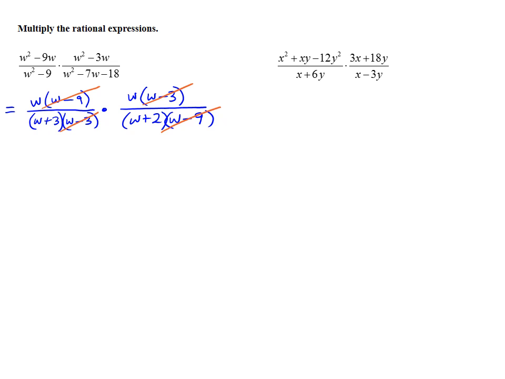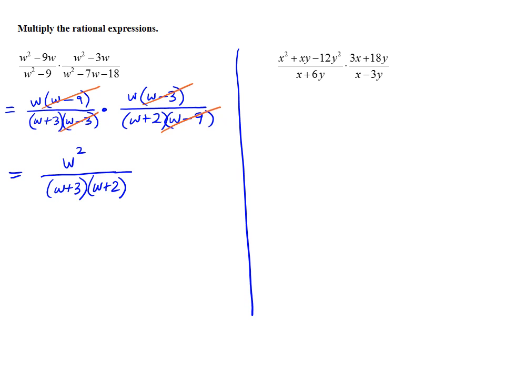There is a w in common in the numerators, but remember, you can only cancel numerator to denominator, not numerator to numerator. So in the top, we're left with w times w, or w squared, and the bottom, we're left with w plus 3 times w plus 2. Again, there's no need to multiply that out. We generally leave our answer in factored form.